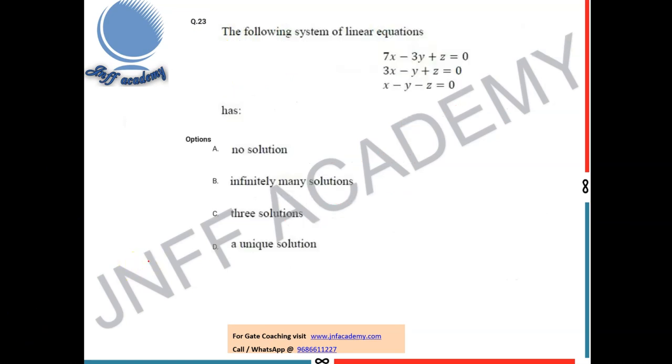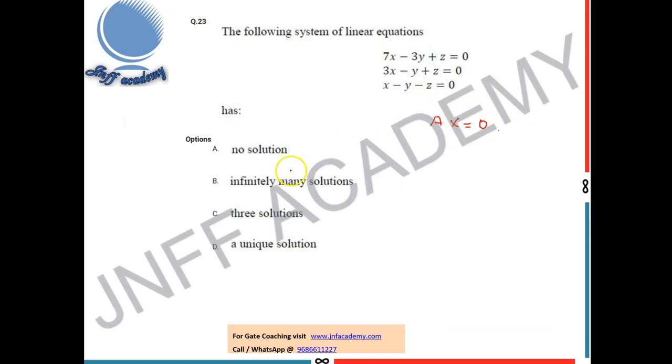So the next question. One set of linear equations is given. The given linear system of equations is homogeneous because the constant matrix is 0. So it is a homogeneous system of equations, so it always has a solution. A homogeneous system of equations is always consistent. So it may have infinitely many solutions or a unique solution.